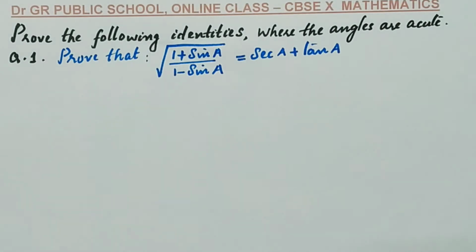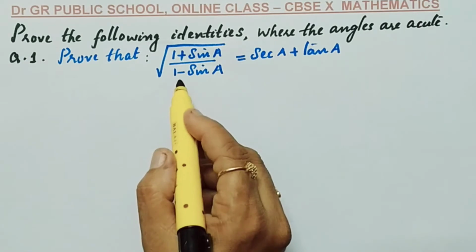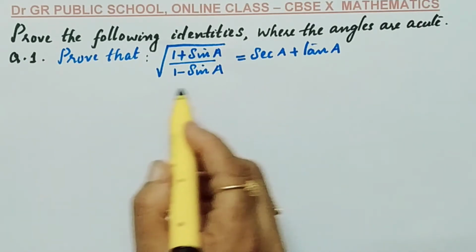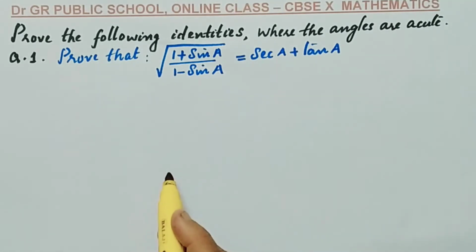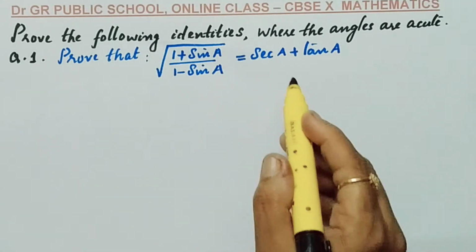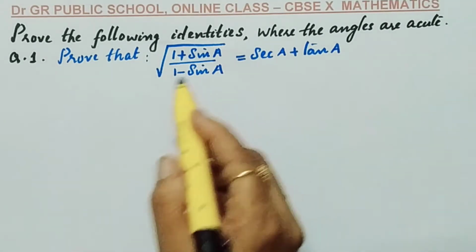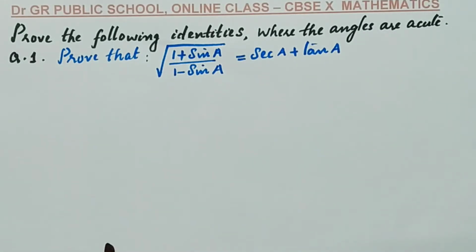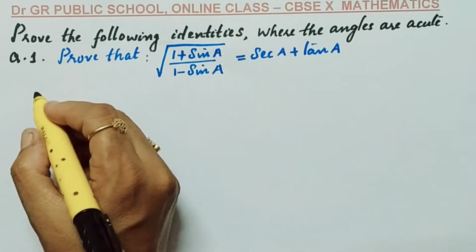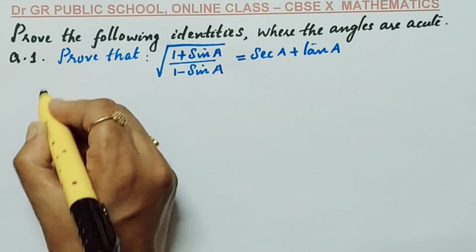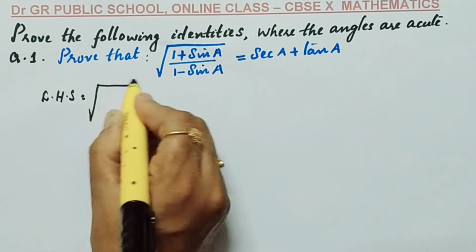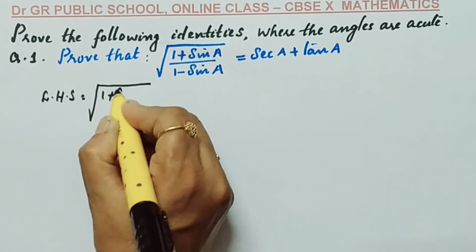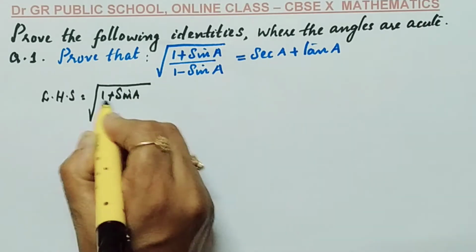In the proof, you will always be given an LHS and an RHS. Either take the LHS and prove it to get the RHS, or take the RHS and prove it to get the LHS. This is the way. Okay, we can start. Here I am going to take the LHS. LHS is given to us: root of (1 plus sin A) by (1 minus sin A).